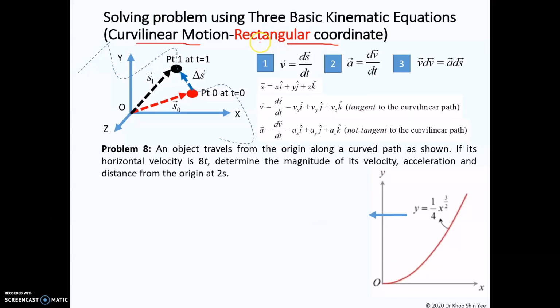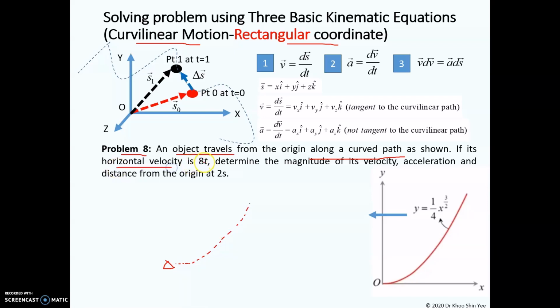Let's use the rectangular coordinate to solve problem 8. So you have one object that travels from the origin. Let's say this is the origin, and then it moves along a curved path like this.